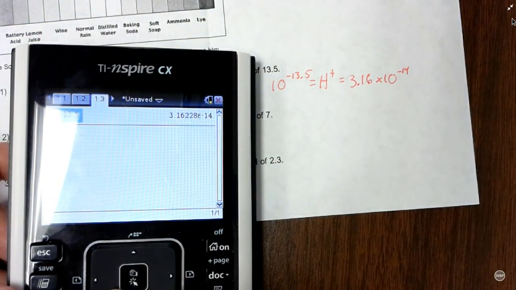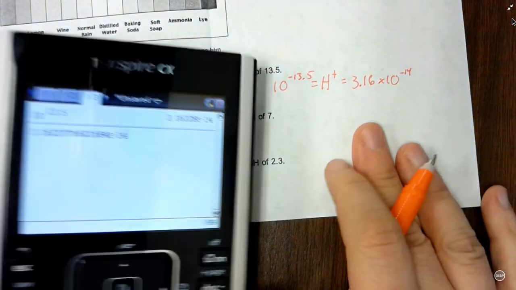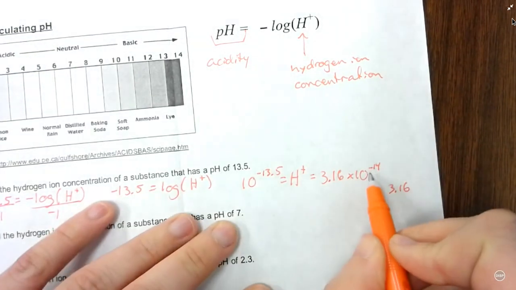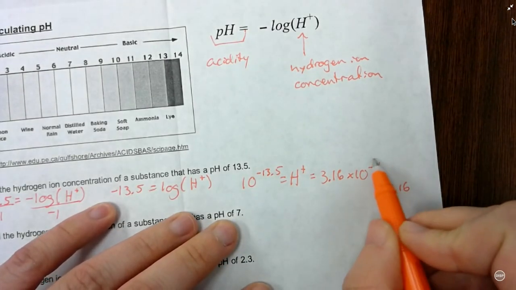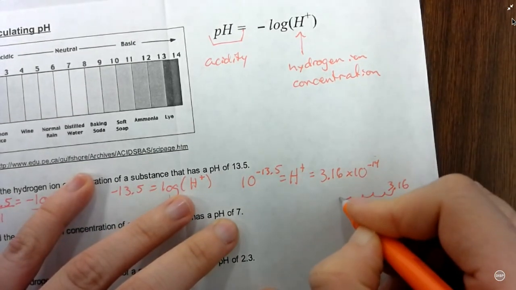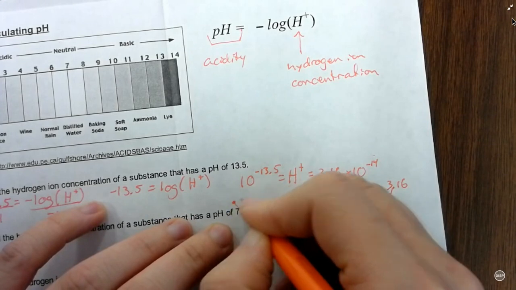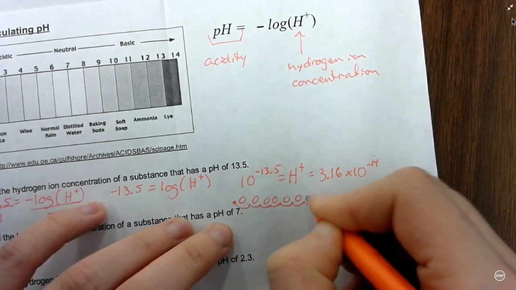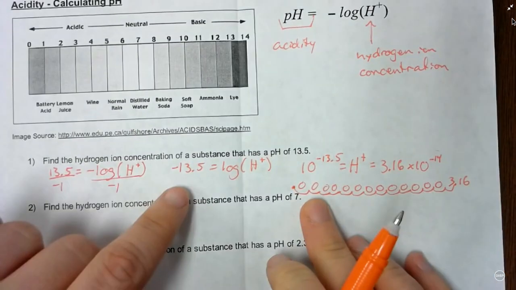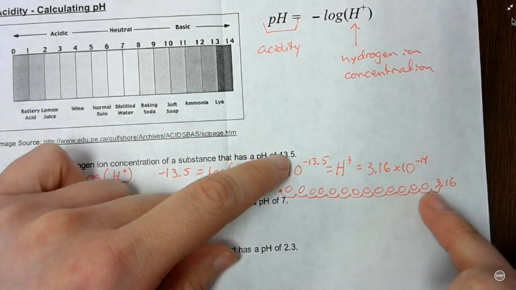Let's see what that number's like. So 3.16. Now, remember scientific notation means you're essentially moving your decimal point 14 places to the left. So 1, 2, 3, 4, 5, 6, 7, 8, 9, 10, 11, 12, 13, 14. All right, so something with a pH of 13.5 has a hydrogen ion concentration of this.